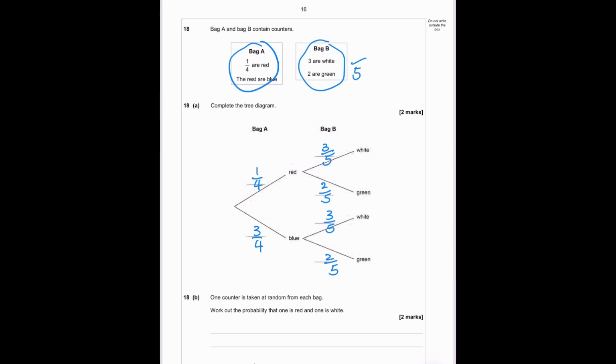Work out the probability that 1 is red and 1 is white. So if we go down the red and then the white, we have a quarter times 3/5. A quarter times 3/5 equals 3/20.